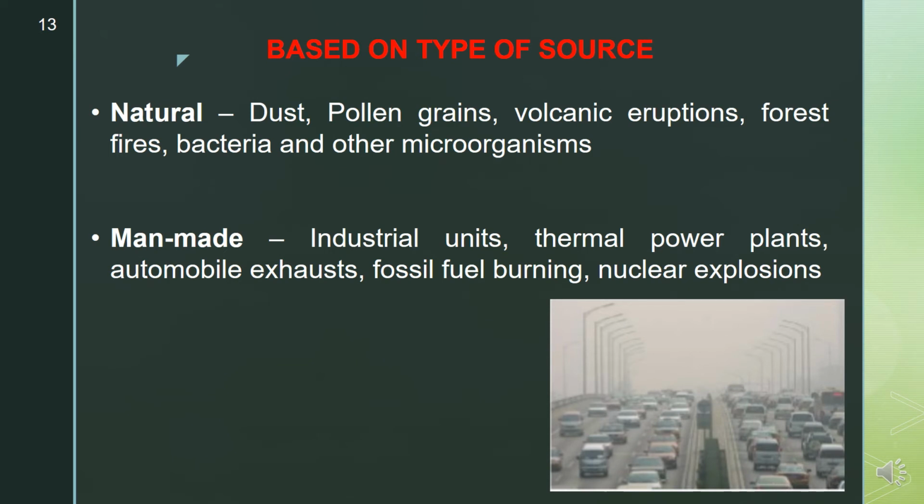Based on the type of source, there are two types, natural and man-made. Natural means dust, pollen grains, volcanic eruptions, forest fires, bacterial and other microorganisms. Man-made means industrial units, thermal power plants, automobile exhaust, fossil fuel burning, nuclear explosion and all.